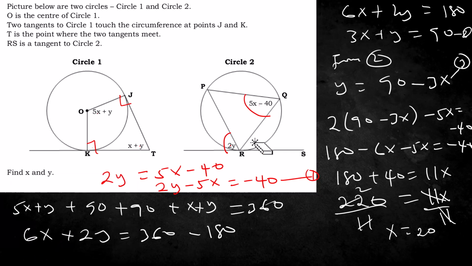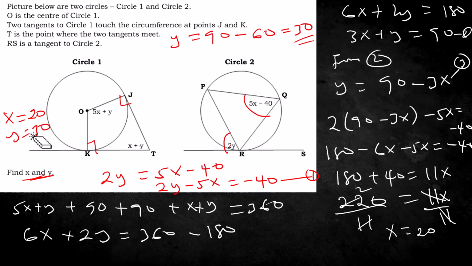So if x is 20, we can go ahead and find y. y is 90 minus 3x, but x is 20, so 3x is 60. So y will be 30. The question is asking for x and y. So x is 20, y is 30. Okay, so that's that.